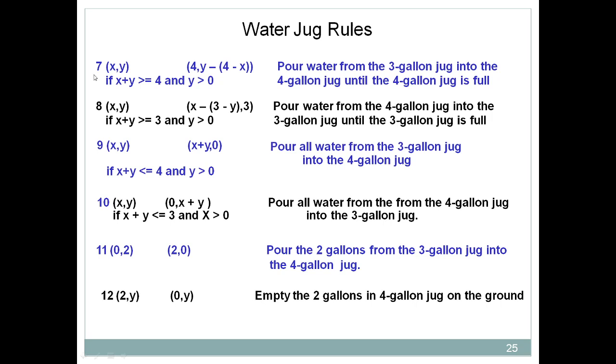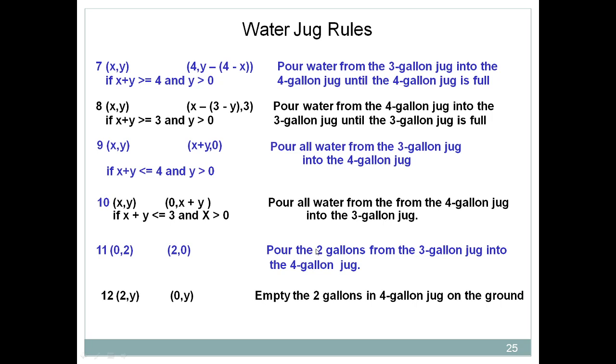So these are the mandatory rules that should be there. And then these two optional rules are there. Pour the 2 gallon from 3 gallon jug to 4 gallon jug. This is a specific rule. These 10 rules are generalized rules, and the last two rules are optional ones. They are specific rules that we formulate based on the problem, because in this case 2 gallons will be required. Later on I will tell you what is the importance of rules 11 and 12. So the 11 and 12 are two optional rules.